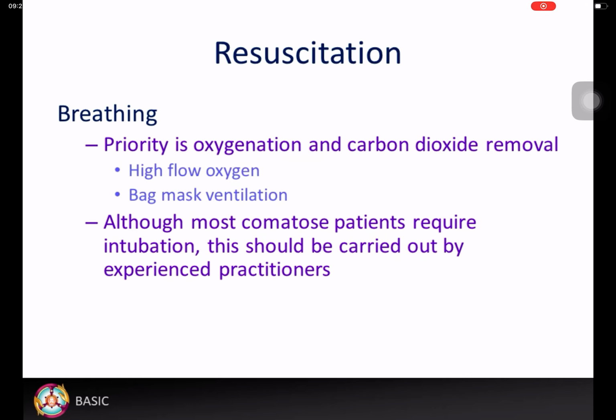Although most comatose patients require intubation, this does not need to be carried out immediately, provided that adequate ventilation can be achieved spontaneously or by bag mask ventilation. It is better to wait for a practitioner who is experienced in intubation, provided such a person is rapidly available.